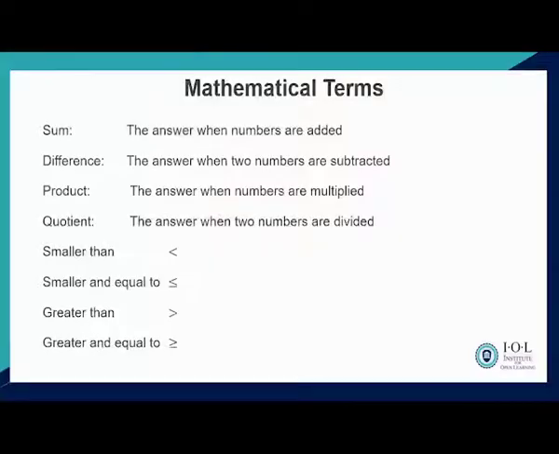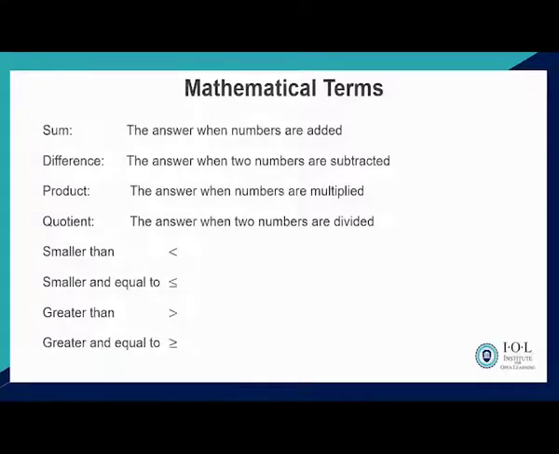Just something about words, because we read a lot of words and don't know exactly what they mean. Learn this and be sure that if these words appear in questions, you know exactly. Sum is the answer when numbers are added. Difference is when you subtract. Product is when you multiply. Quotient is when you divide. Product also, if I say 5 times, then it's multiplication.